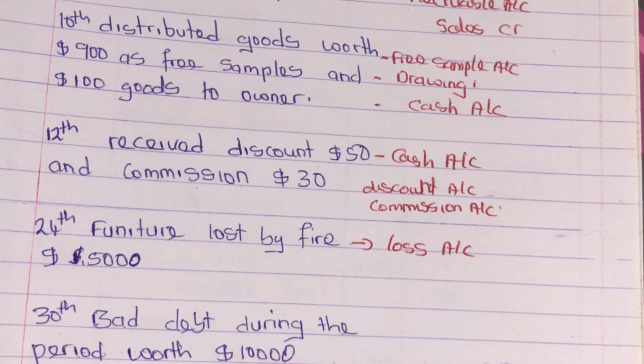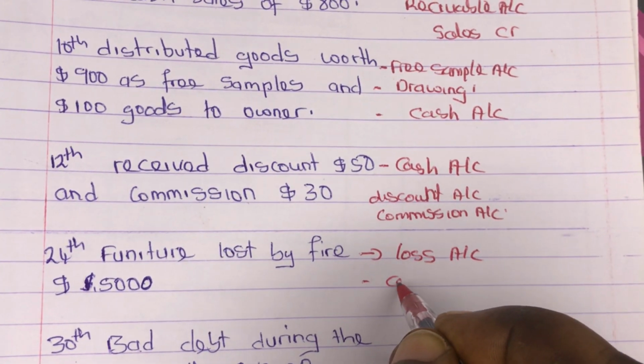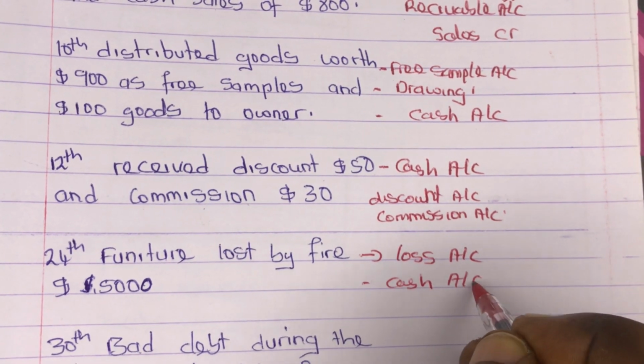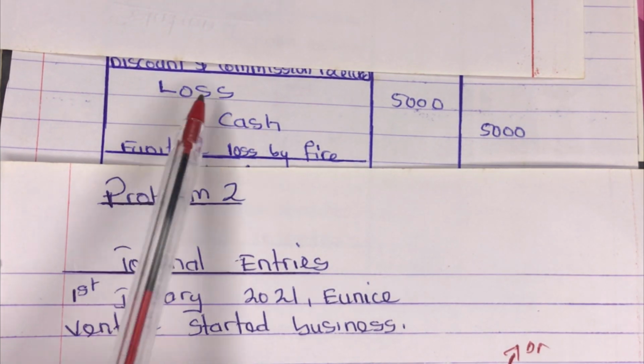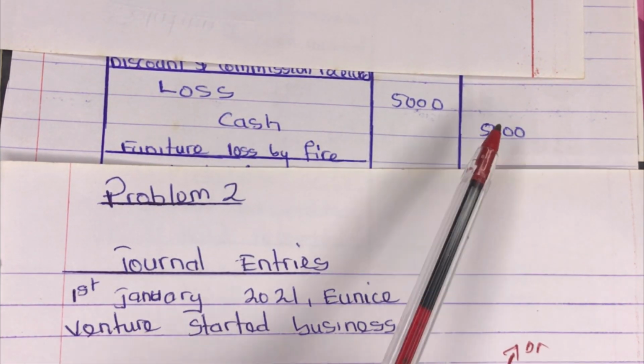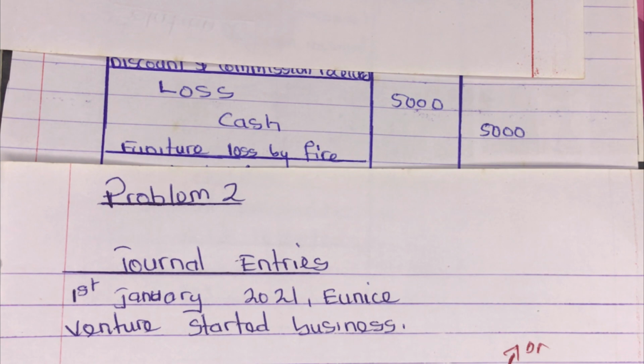So we have lost furniture, and that furniture worth $5,000. So we have to credit the cash account, because cash is being lost as a result of the outbreak of fire. So those are the two accounts that are being affected by the transaction. So we debit the loss with 5,000 and we credit cash $5,000. So the narrative is furniture lost by fire. So that is it for that transaction.